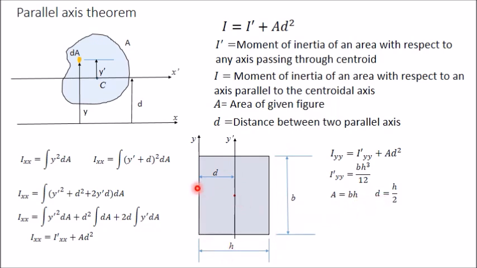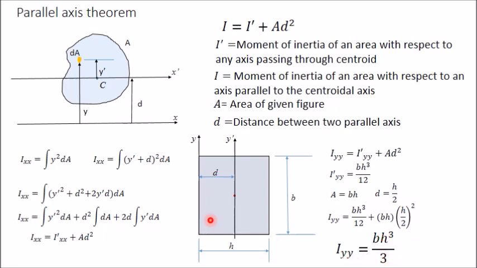Now d is the distance between these two parallel axes. We know that the centroid is at a distance of, if the total length is h, then this distance will be h by 2. So d is equal to h by 2. Now put all these values here. When you put all these values, bh cube by 12 plus bh into h by 2 square, you will finally get Iyy is equal to bh cube by 3.